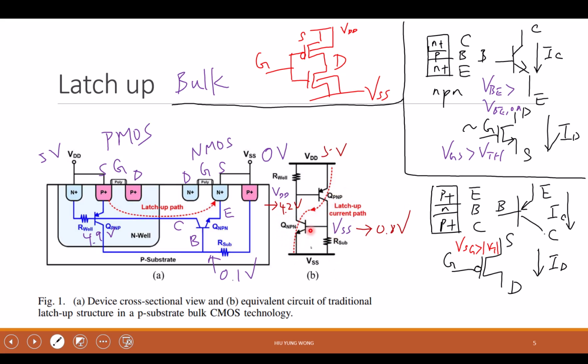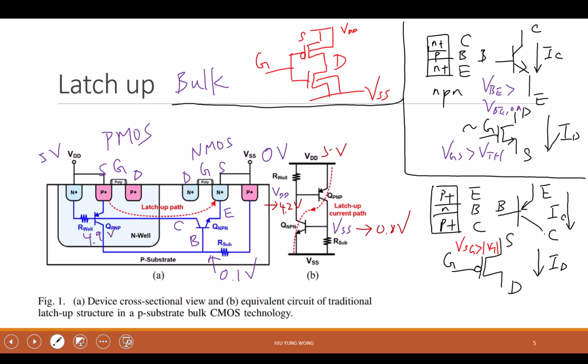Then this turns on also. Once this turns on, I have even more current going down. Then this potential drops more, and then you have this positive feedback. Eventually this becomes conductive. Then you short the VDD to ground, and you can heat up the transistor or just damage the die. And that is called latch-up.